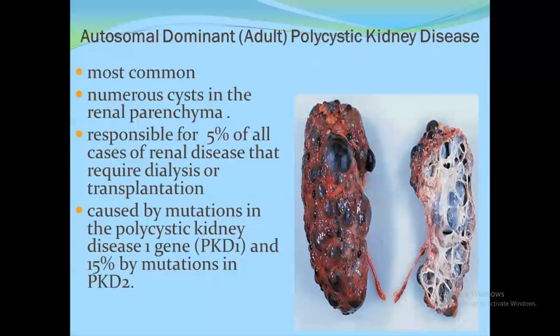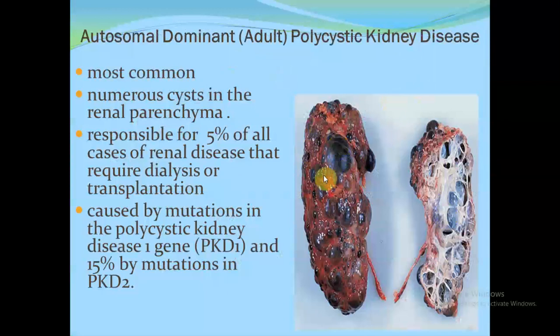Autosomal dominant polycystic kidney disease. Here, polycystic kidney disease we divide it into two types: the adult type, which is autosomal dominant, and the childhood type, which is autosomal recessive. طبعا the autosomal dominant is more common than the childhood type, autosomal recessive.